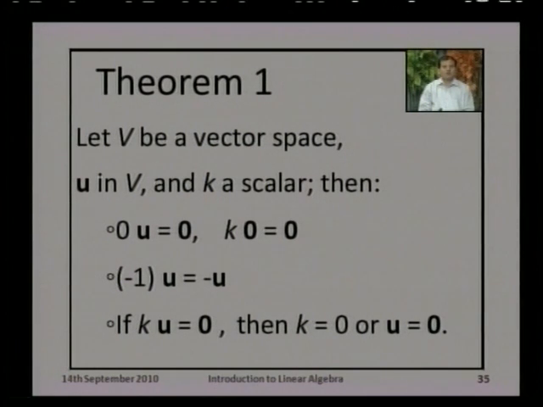Next is minus 1 into U equal to minus of U. So the right side, minus U, is the additive inverse of U, and on the left side we are multiplying a scalar minus 1 to a vector U. Then if K into U equal to 0, then either K is 0 or vector U is the 0 vector. Otherwise, there is no other possibility in which K into U can be 0.